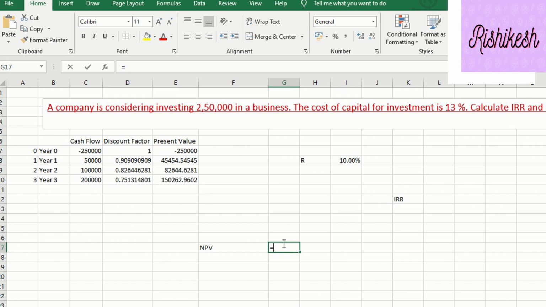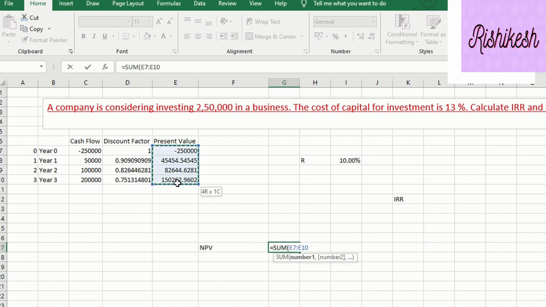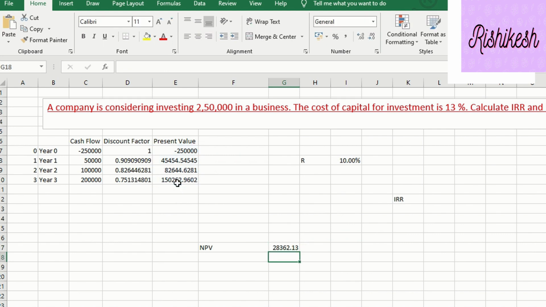Now NPV is the sum of the present values of all the cash flows, so we'll just take the sum of it, and this is coming out to be 28,362 if you are taking the discount rate at 10%. If I make this discount rate 12%, it decreases. If I make it 13%, it decreases further, which means I'm going in the right direction. If I make it 14%, it decreases further. If I make it 15%, it is 595, decreases.